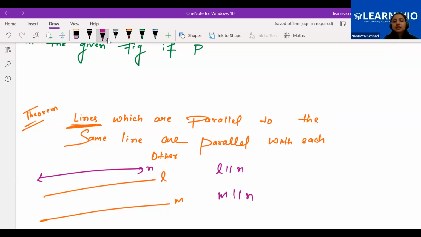Now here it says are parallel with each other as well. So these two lines which initially you have taken, these two will also be parallel with each other. If L is parallel to N and if M is parallel to N, so basically all are parallel with each other. That's what the theorem says.